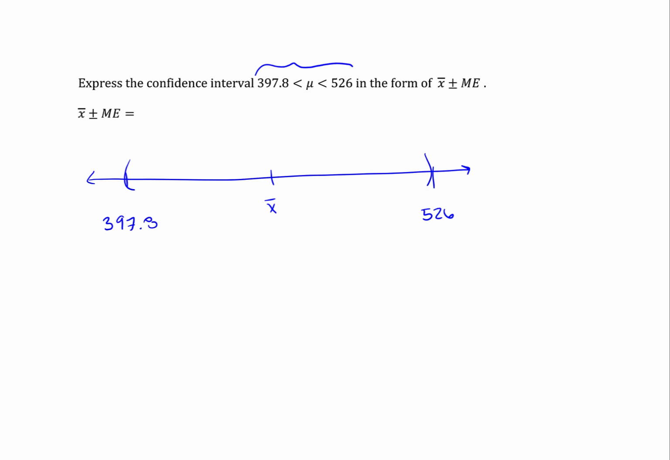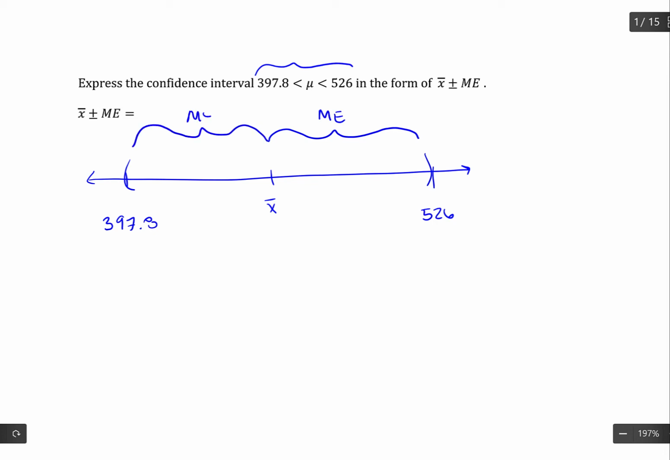Now, if I want to determine what the sample mean is, then I have to take into consideration how the confidence interval is constructed. It's constructed by taking the sample mean plus or minus the margin of error. So that means this distance going this direction is my margin of error, and as well this distance here also. So what I can say is 526 minus 397.8 is equal to twice what my margin of error is.